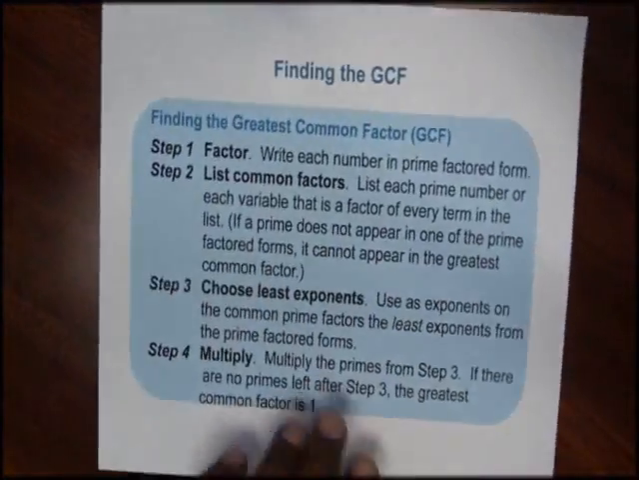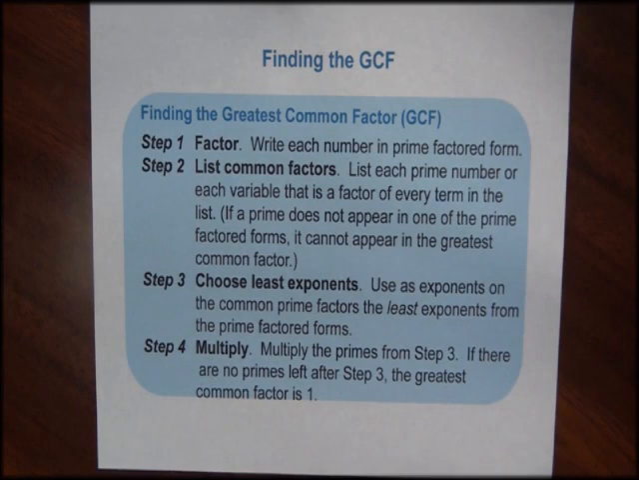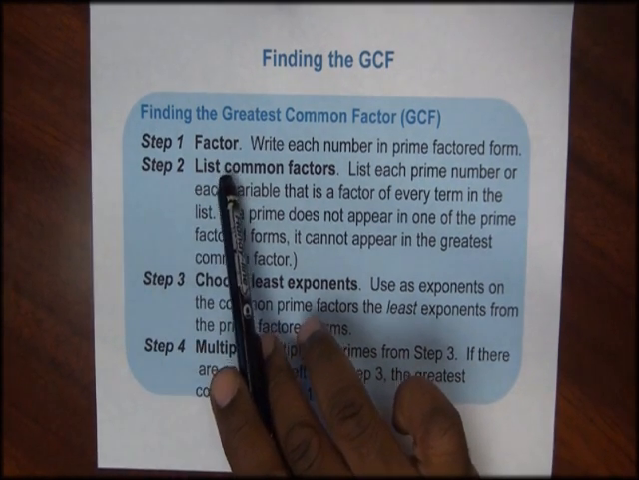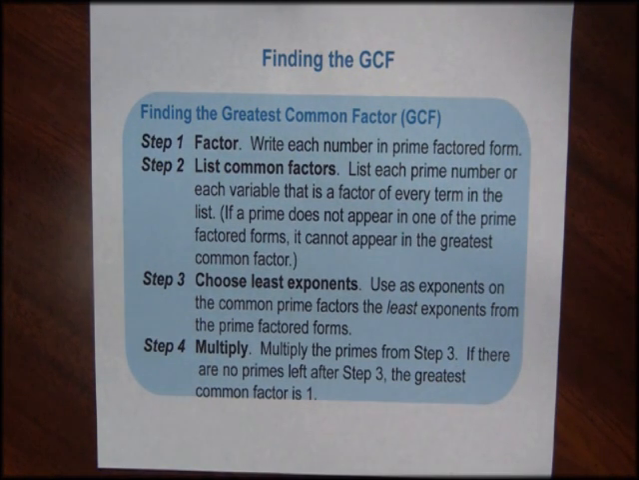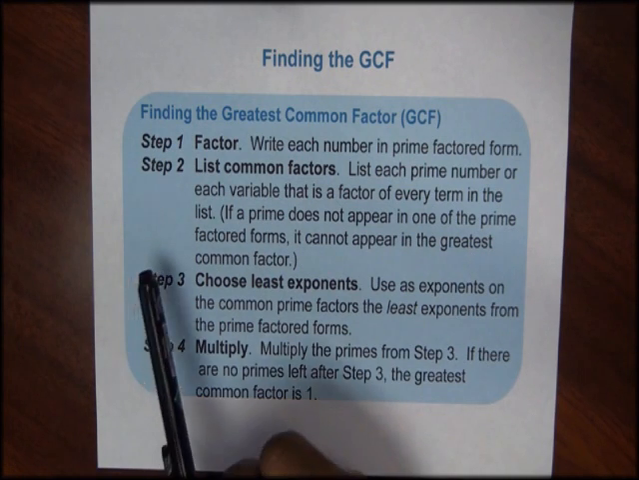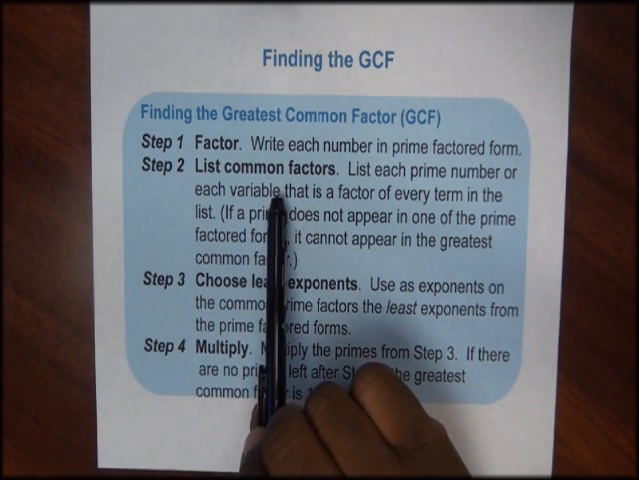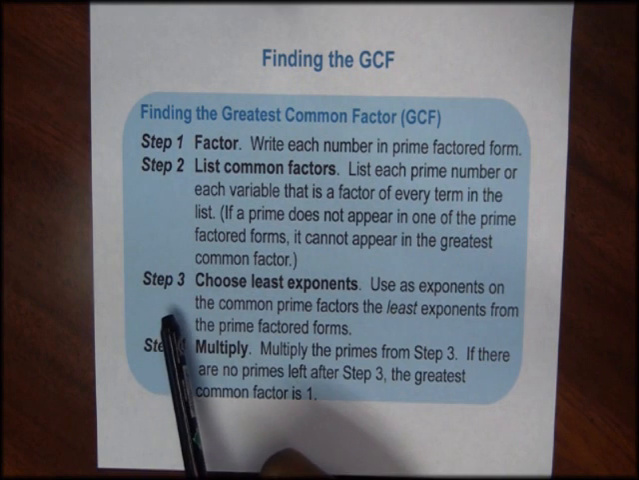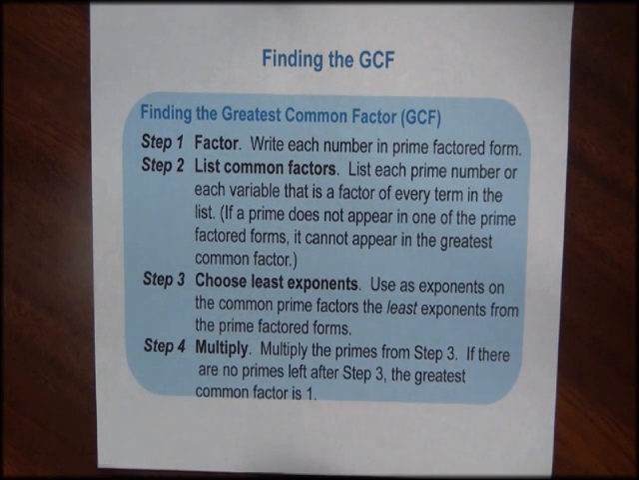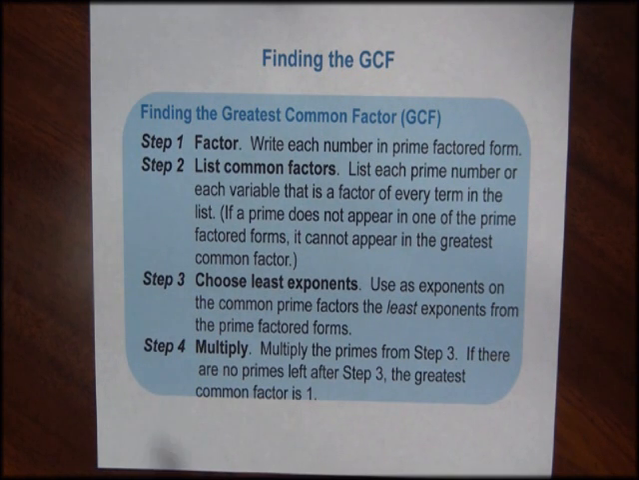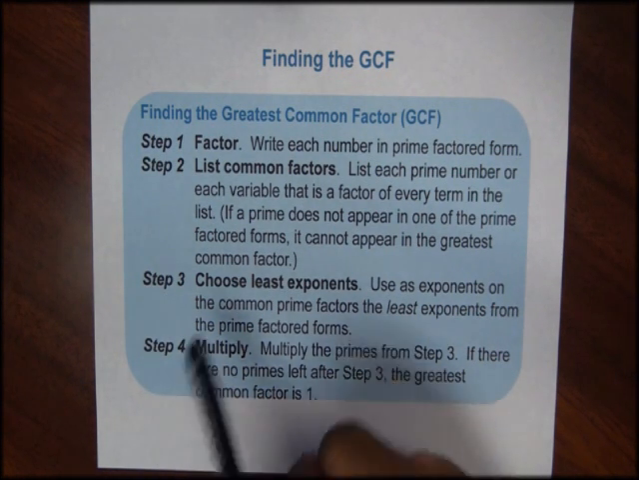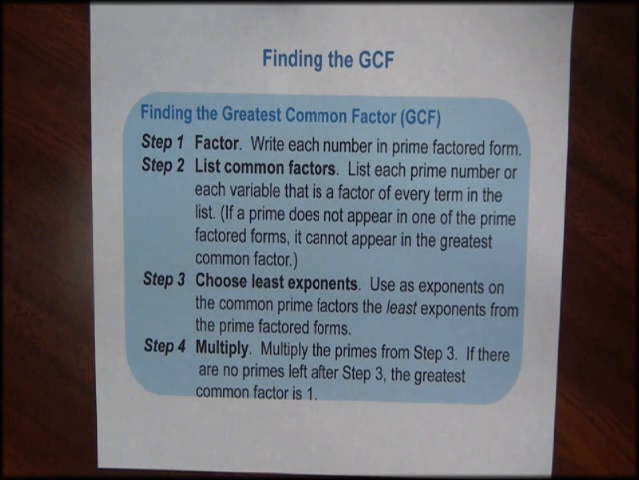Let's take a look at the steps to factor the GCF. To find the GCF, or the greatest common factor, the first thing we'll do is factor. We'll write the prime factorization for each number in our list, or each quantity in our list. The second step is we'll list the common factors. The third step is if variables are involved, we'll choose the least exponent on the variables. Lastly, we'll multiply to determine the greatest common factor.